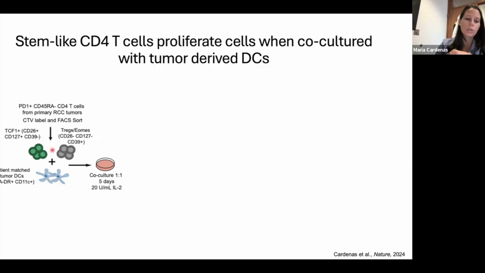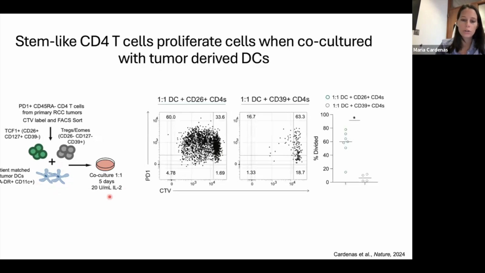So how we did this was we sorted each one of these populations from primary kidney tumors, and we also sorted patient-matched tumor dendritic cells. So these dendritic cells, CD11C positive, DR positive, came with the peptides that they were presenting from that patient. We didn't add any peptide. We just placed a co-culture of either the TCF1 positive cells with these APCs or the effectors with these APCs.